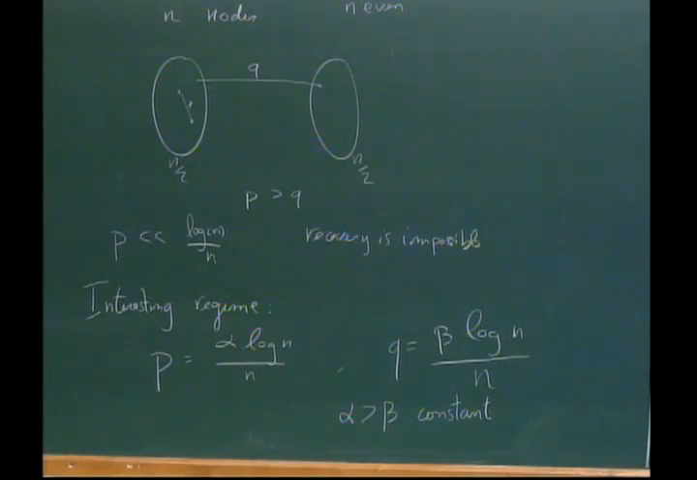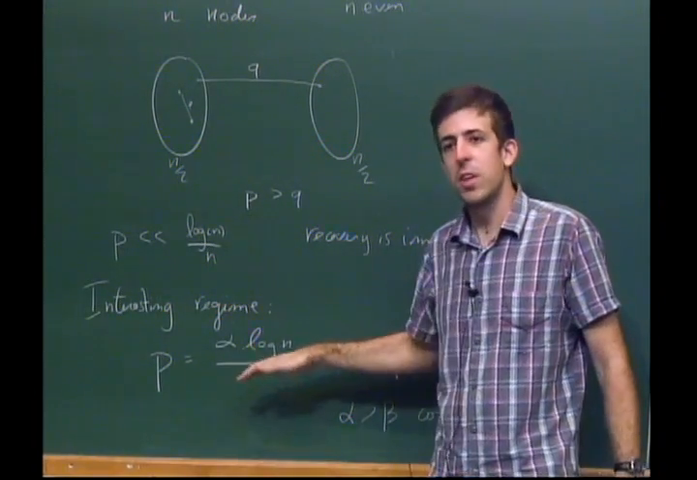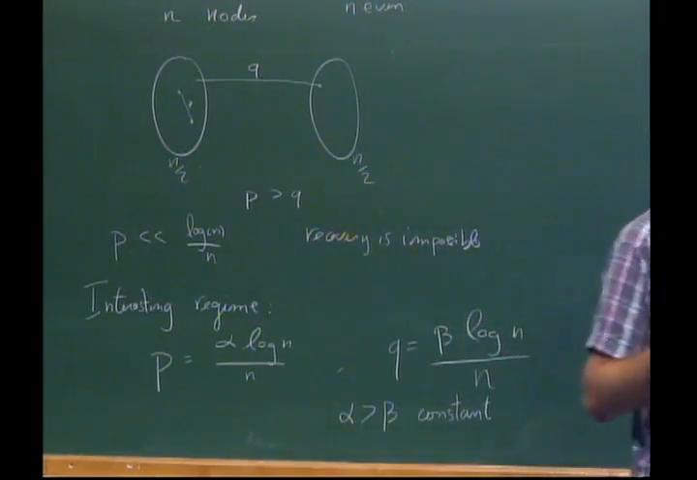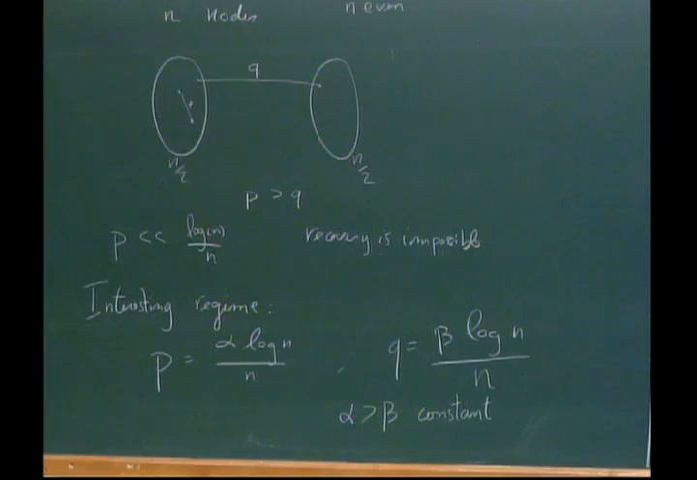Okay? So we're going to be focusing in this regime. Essentially what's happening is that if it's below log n over n, you can't do anything, and if it's above, the problem is easy. Okay? So given alpha and beta, we define p and q this way, and we ask ourselves, when can we recover the graph?